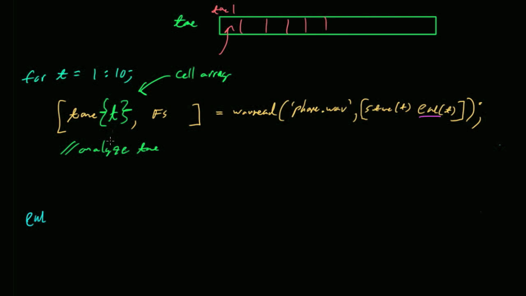Yes? So does that iterate the wave read for each member of the cell array? Yeah. Okay. Yeah. That should work fine. All right. That should totally work.